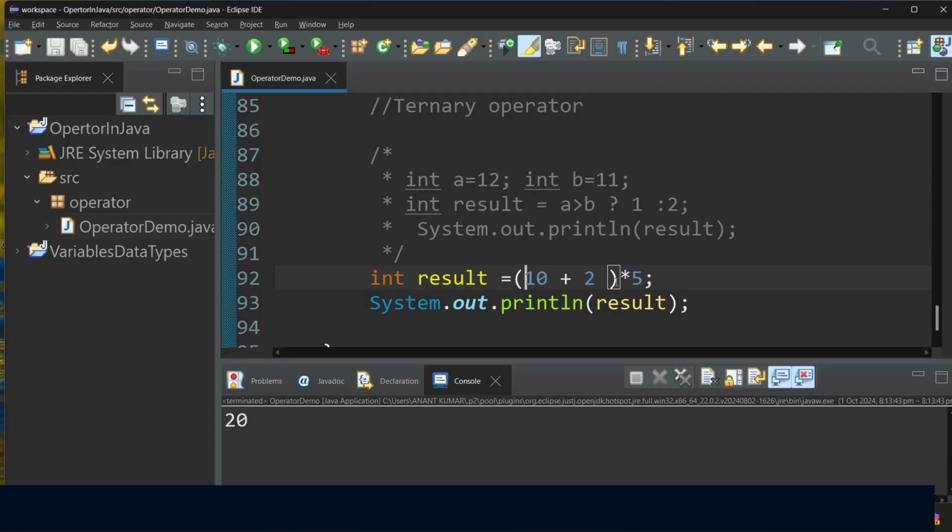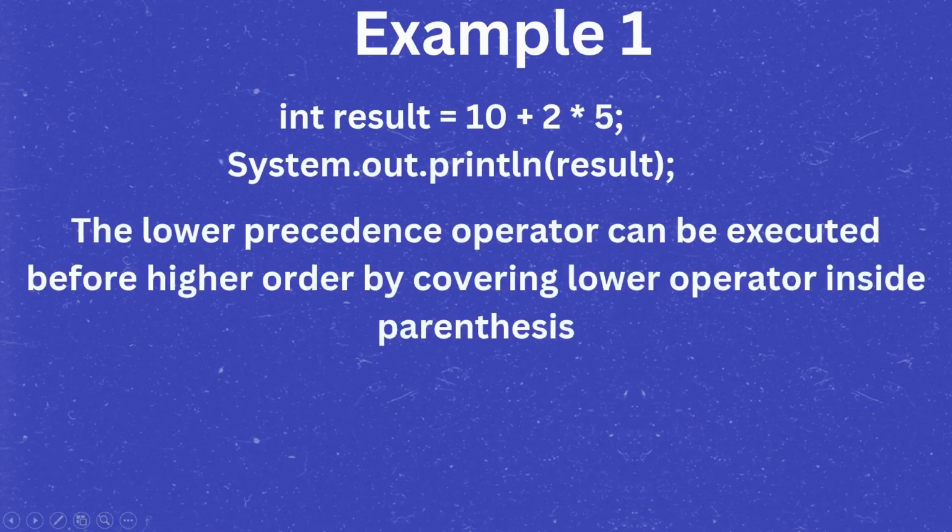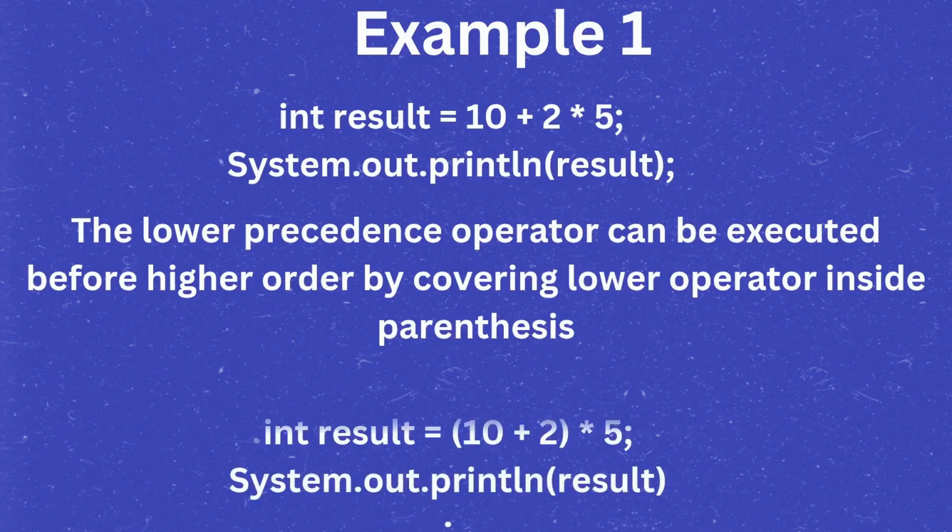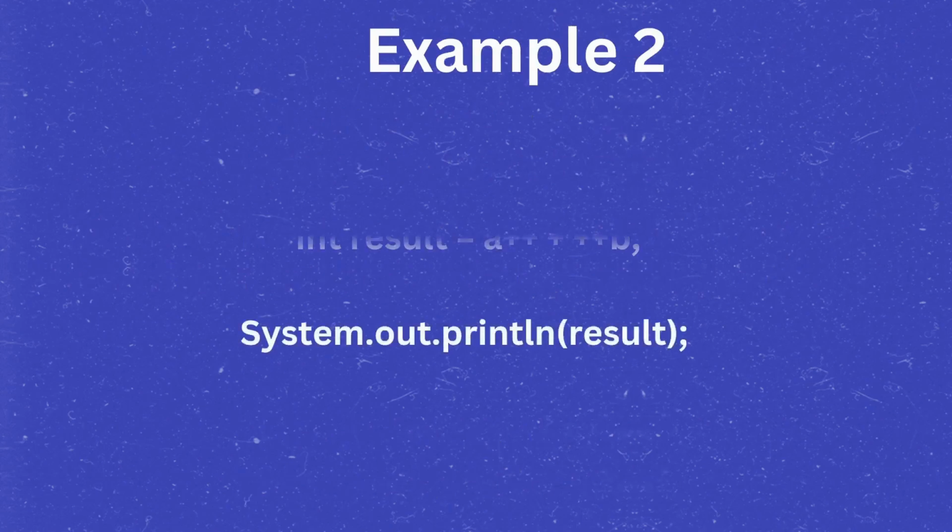Now parenthesis has the highest preference, right? So this will get executed first. So 10 plus 2 is 12 and then into 5. So the result will be 60 this time. Okay. So it is the same thing that I have explained. The lower precedence operator can be executed before the higher one by covering the lower operator inside parenthesis in this manner.